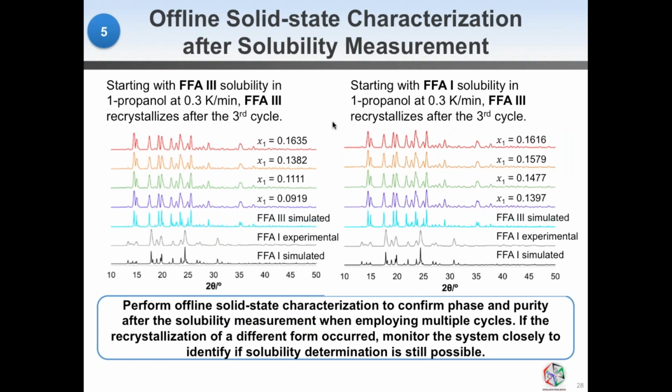If you're employing several heating cycles, you must perform solid state characterization after the solubility measurement. Here, as an example, we are showing the PXRD data of the resulting crystals after the solubility measurement of flufenamic acid in 1-propanol at a heating rate of 0.3 Kelvin per minute. Starting with FFA form 3 leads to the recrystallization of FFA form 3, whereas starting with FFA form 1 leads to the recrystallization of FFA form 3 after the third cycle.